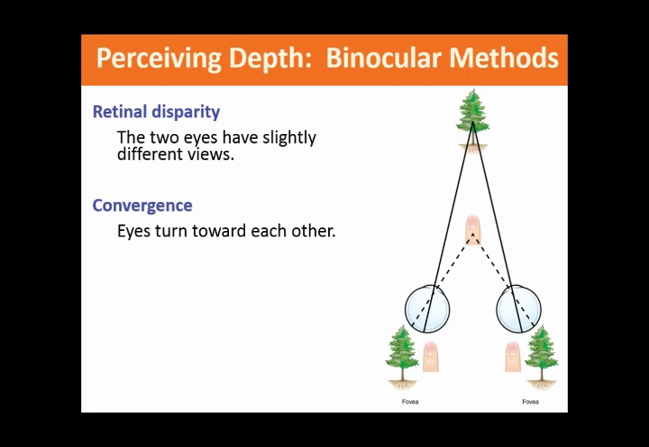So if you're really having to turn your eyes inward and the two images that are landing on the retina are very different from each other, your brain will think, okay, that item's really close to my face. Whereas if your eyes are basically straight in the socket and the image is roughly the same, your brain will conclude, okay, it's farther away.